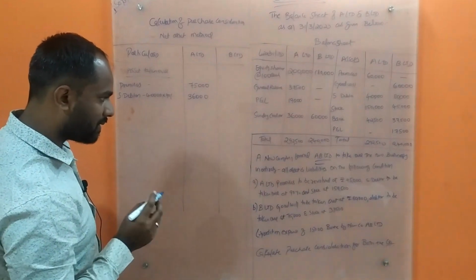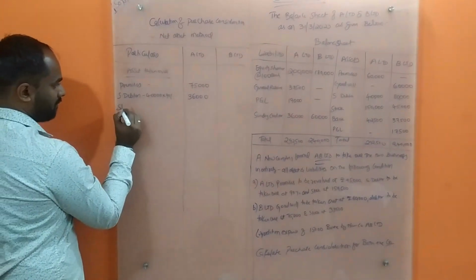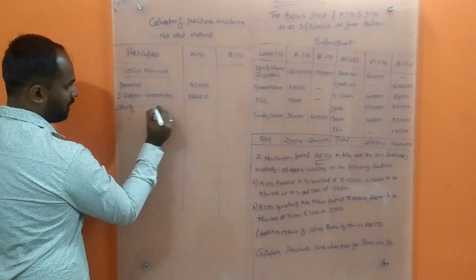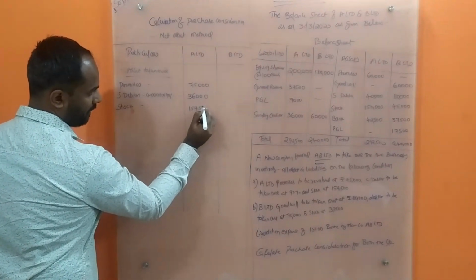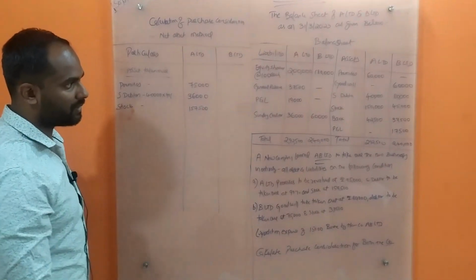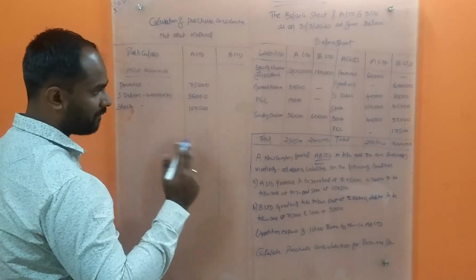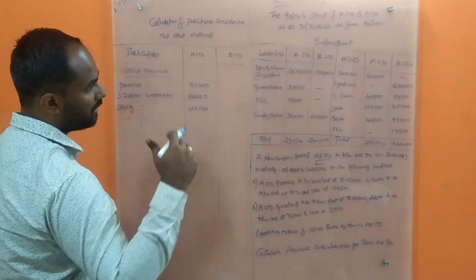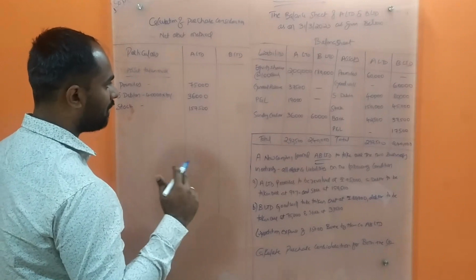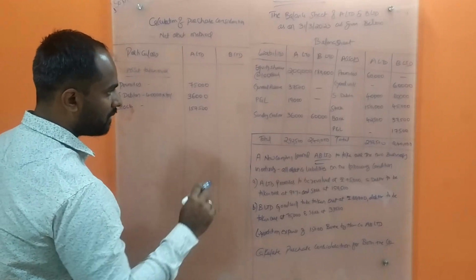Next item: stock at 1,57,500. What is the original value? The original value is 1,50,000. So they are taking over at 1,57,500, meaning 7,500 more than the book value. They have revalued it higher. Next, the bank.